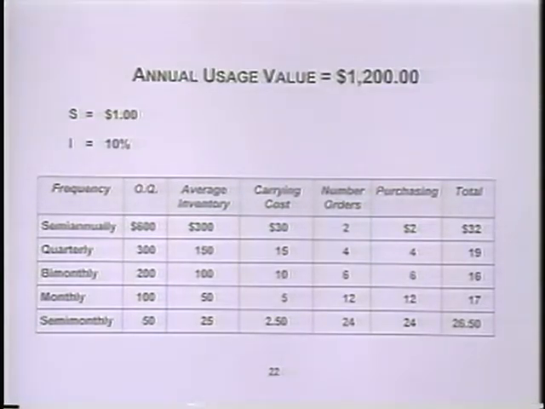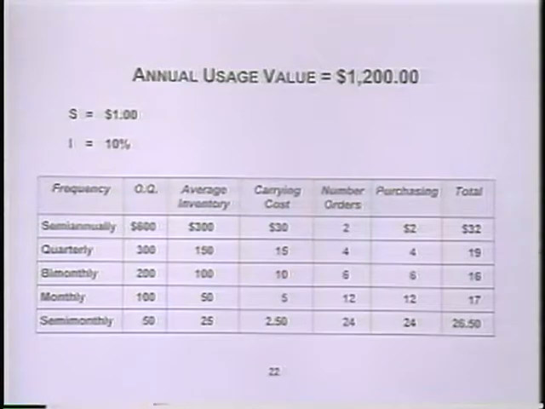Now, taking that column, number of orders, and dividing it into the $1,200 of annual usage, we get the second column from the left called OQ, and that is order quantity. So 2 into $1,200 is $600, and 4 into $1,200 is $300, and so forth. So the OQ goes from $600 all the way down to $50 in terms of order quantity.